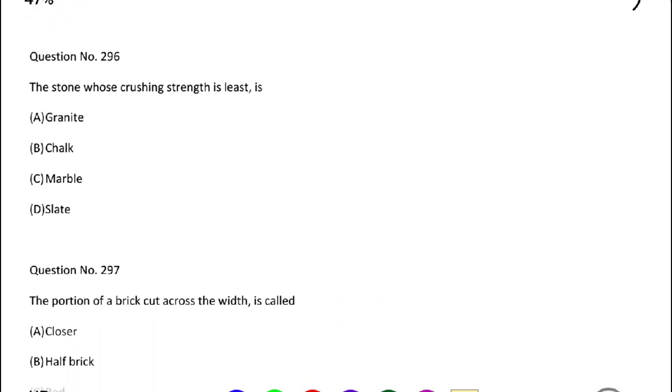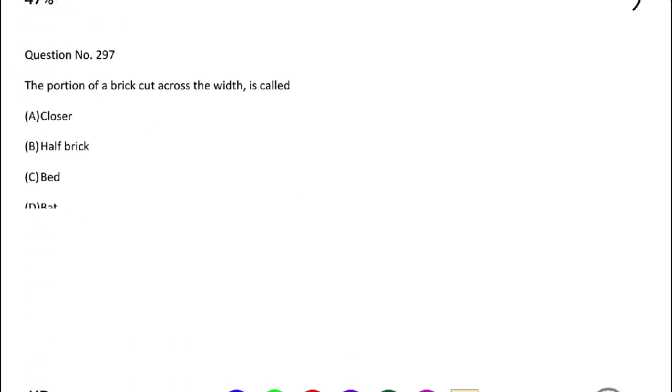Next question, the stone whose crushing strength is at least option A granite, option B chalk, option C marble, option D slate. The correct answer is option B chalk. Next question, the portion of the brick cut across the width is called option A closer, option B half brick, option C bed, option D bat. The correct answer is option D bat.